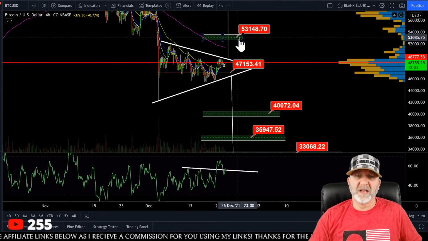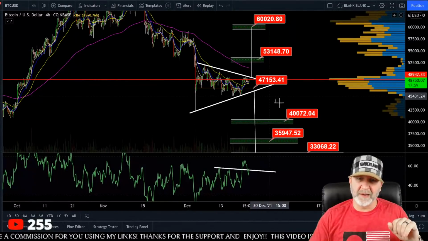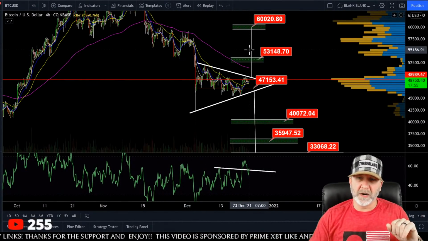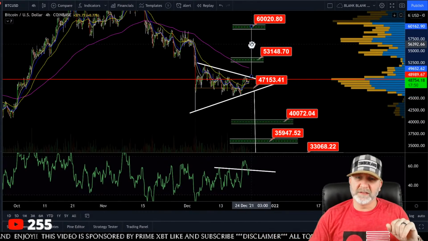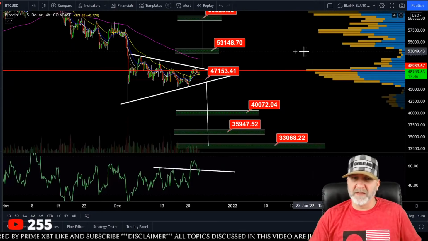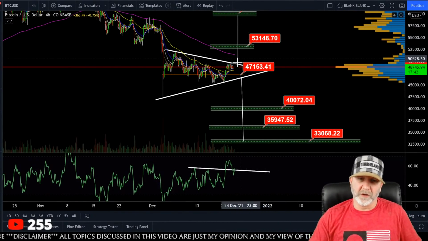But if that breaks, then we could be seeing this 53.1 area we've been looking at for quite some time, and that's just the measured move of the falling channel breaking up. Then if we look at this whole thing as a triangle, the absolute highest I would see this thing going would be about the $60,000 range. Although I don't believe that's going to happen. But again, until we break this, we don't even look at any of that.